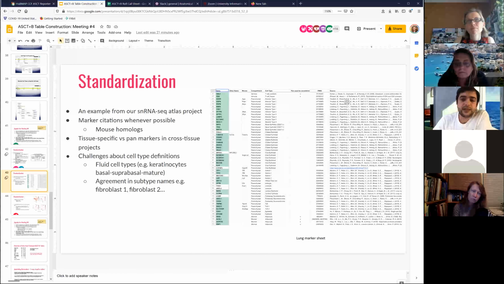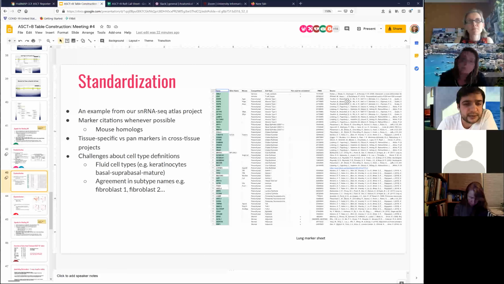So I think keeping citations also makes sense. This was something we wrote in the email. And another thing is for the projects with multiple tissues, having the distinction of pan markers and tissue specific markers is also important. Markers that are the same across all the tissues, more canonical markers, or more tissue specific macrophage markers, for example, or fibroblast markers. So specifying this was also essential.